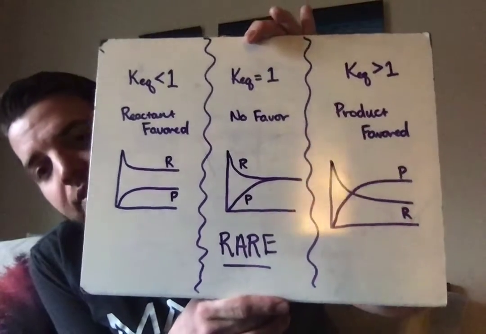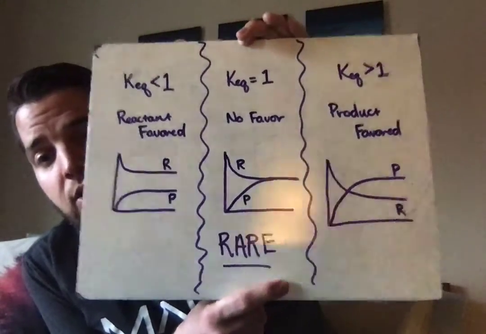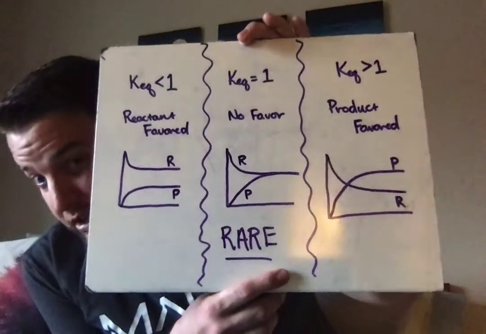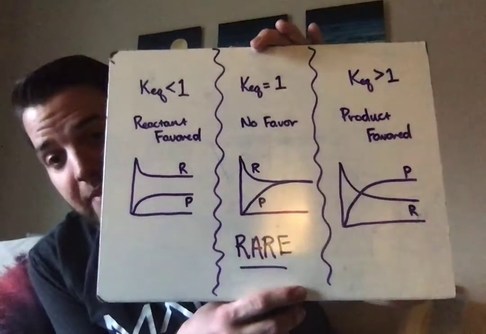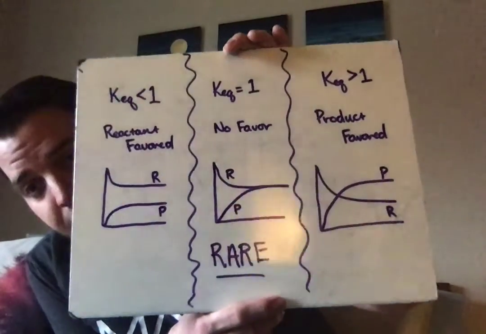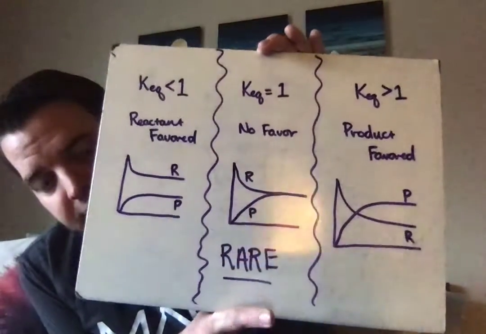So once they level off and their rates are the same, the concentrations are also the same for something with a Keq equal to 1, but that is very rare. So very rarely will the concentrations of the reactants and the products be the same at equilibrium. That's not what equilibrium means. It means that the lines level off because the rates are the same.